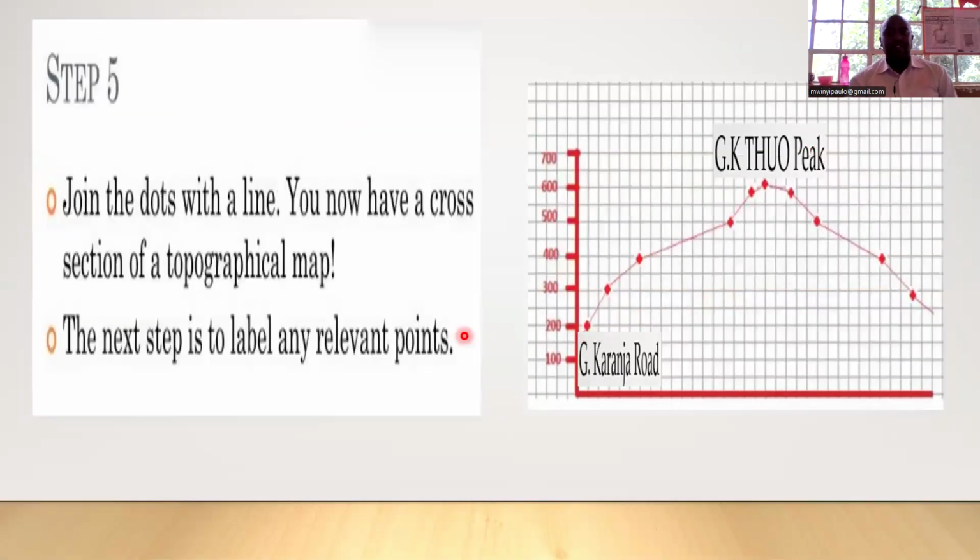Then step 5, I'll join my dots with a line. As you can see, I've joined all my dots with a line. The next step is to label any relevant points. Like here, I have G Karanja Road, it's here. Then there's a peak, GK Thuo Peak. That is depending on the map that you have.